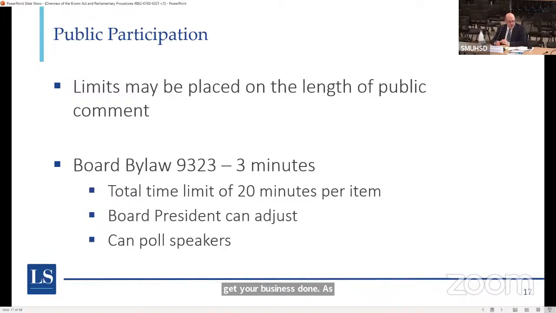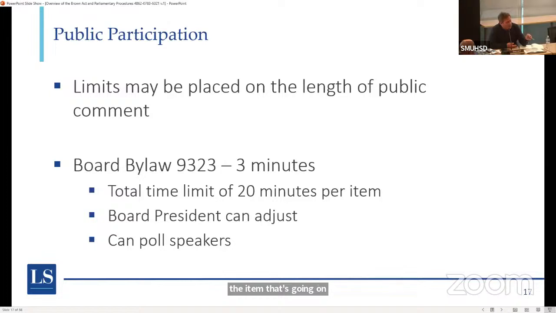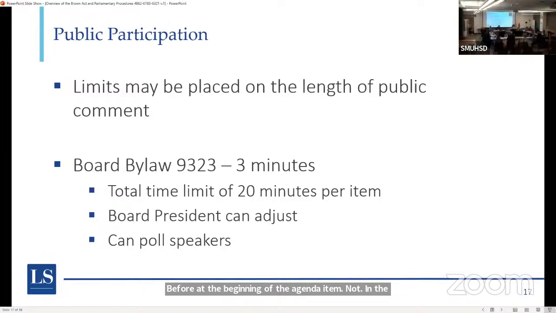As president, usually we make the announcement in advance of the item. So the blue speaker cards have to be in at the beginning of the agenda item, not in the moment. But in our meetings, when it's been contentious, we've allowed people to turn them in. But here's the thing. When we clearly state you need to get it in before the agenda item, we say it multiple times, always at the beginning of the meeting.